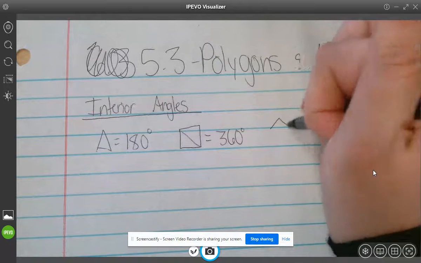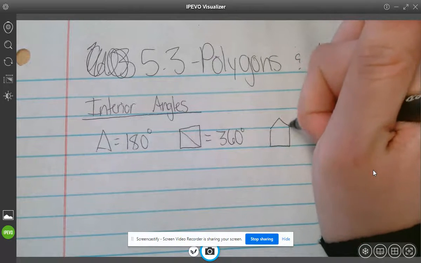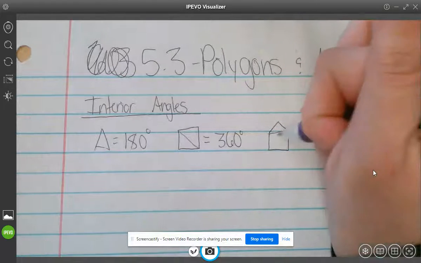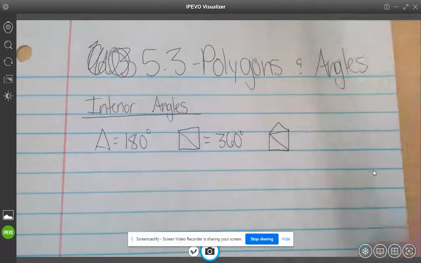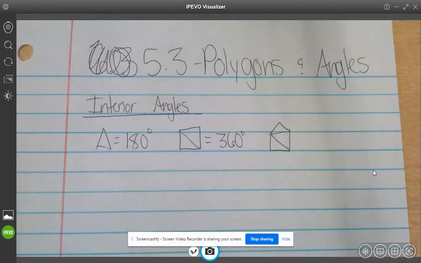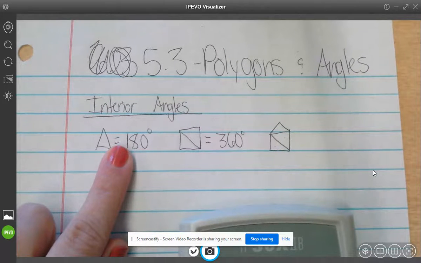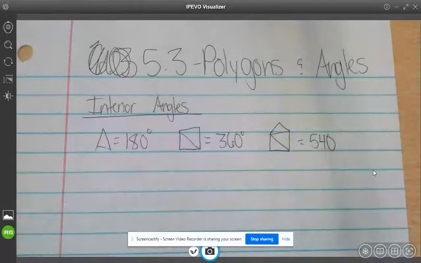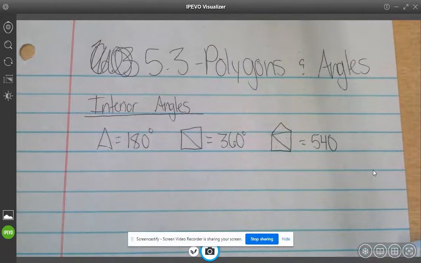Let's look at a five-sided shape. How many triangles can I make out of this? There's one, and then 2, 3. So if I take 180 times 3, I get 540. Okay, and you could continue that pattern throughout, but there's a formula that shows us how to do this. And the formula has a kind of weird thing in it, but we're going to see why.